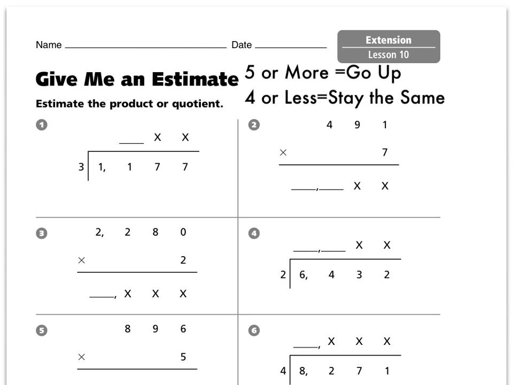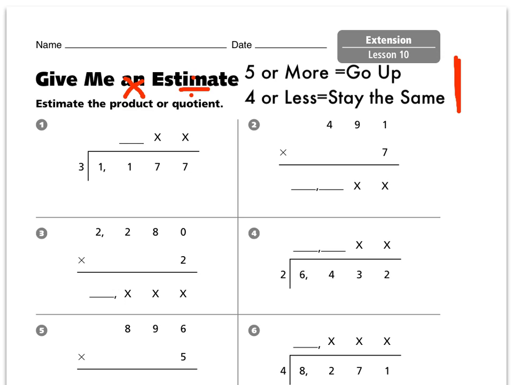Let's look at Chapter 3, Lesson 10 Extension, where we have "Give Me an Estimate." We need to estimate the product or the quotient. Remember, product means that it's the answer to multiplying, and quotient means the answer to division. I also wrote on my paper that when I'm estimating, I know to use this information. 5 or more, you go up 1. 4 or less, you stay the same.